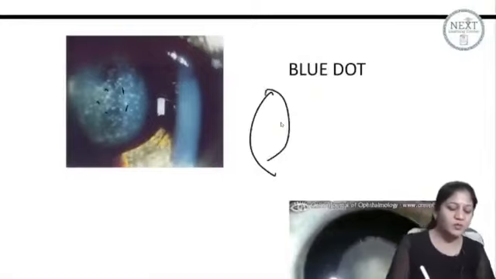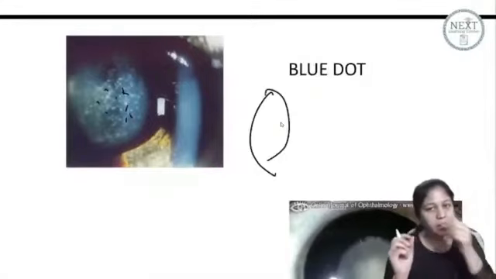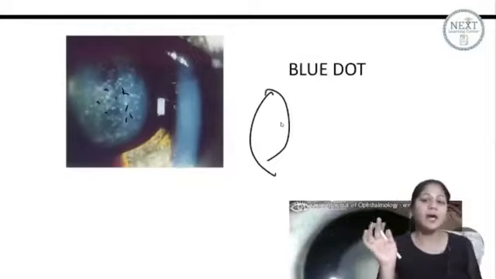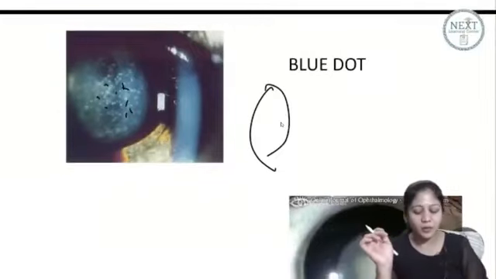Now all of you have a look here. The first one is a blue dot cataract. Your lens has small blue scattered dots, right? But this type of cataract does not have a decrease in vision. Now have a look at this.